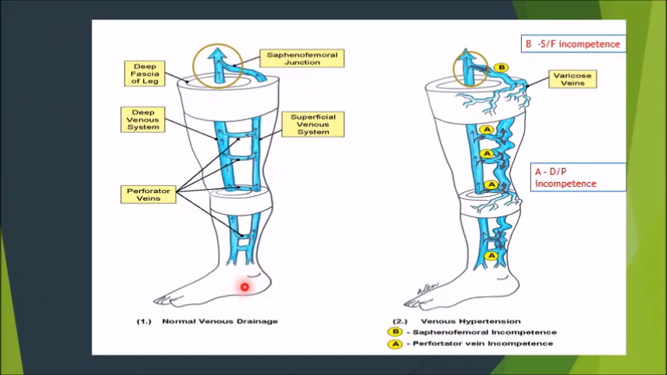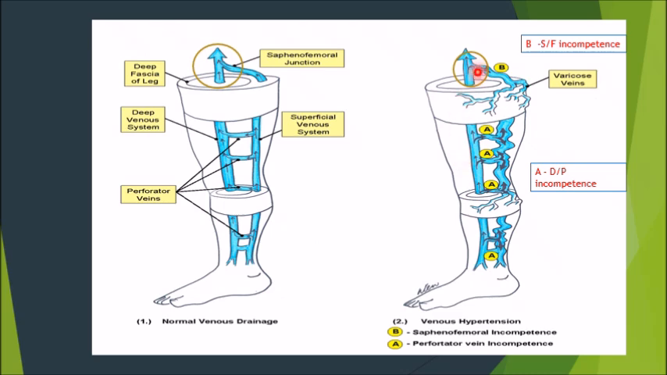This picture again shows you a normal venous drainage of a lower limb. You have your deep system and the superficial saphenous system, which drains into the saphenofemoral junction and the saphenopopliteal junction in the calf. And there are communicating veins called deep perforators from the superficial to the deep system. This is the normal drainage.